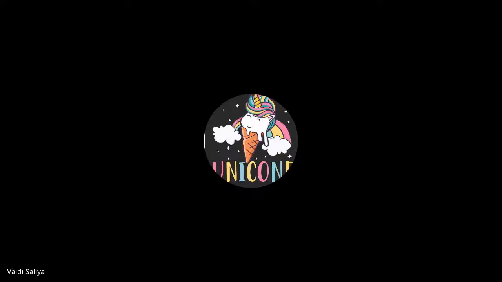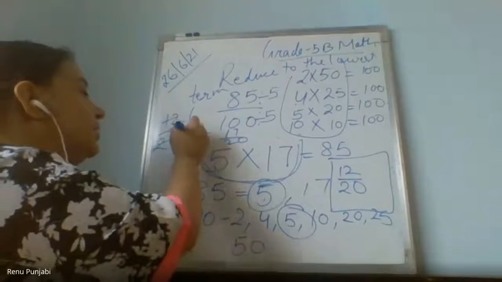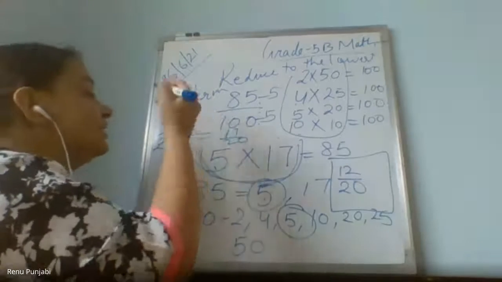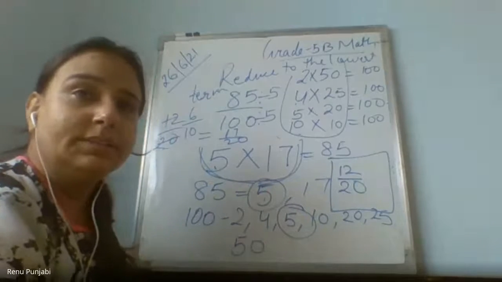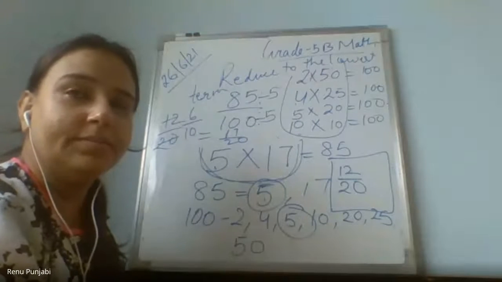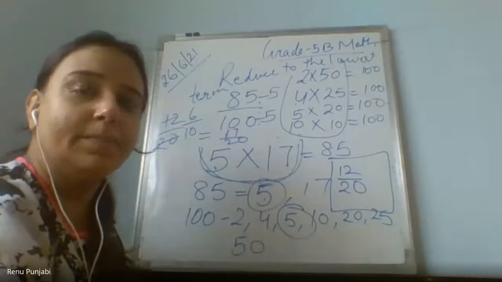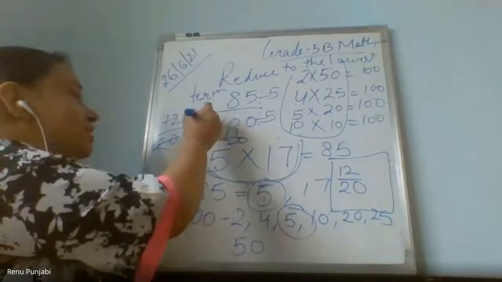12 upon 20. Ma'am, 2 6s are 12 and 2 10s are 20. Vedi is telling 2 6s are 12 and 2 10s are 20. Vedi, now 6 and 10 are still coming in one table. तो आप और इसको लोएस्ट करो. Okay. Ma'am, 3 upon 5. Excellent, Priya. 2 3s are 6, 2 5s are 10.